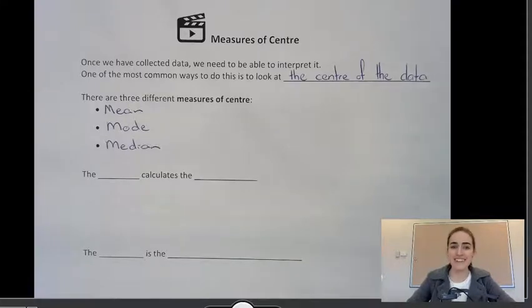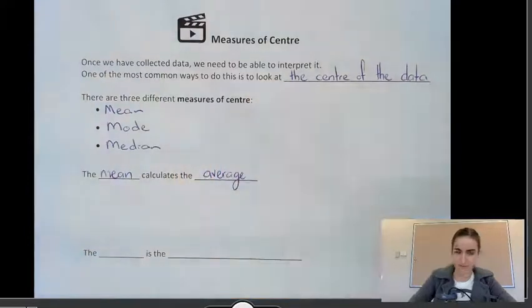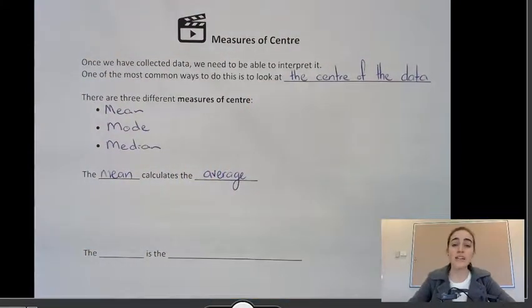So the mean is the average. To calculate the mean, we need to add up all of our scores, and then when we get an answer to that, we're going to divide that by how many scores there are.